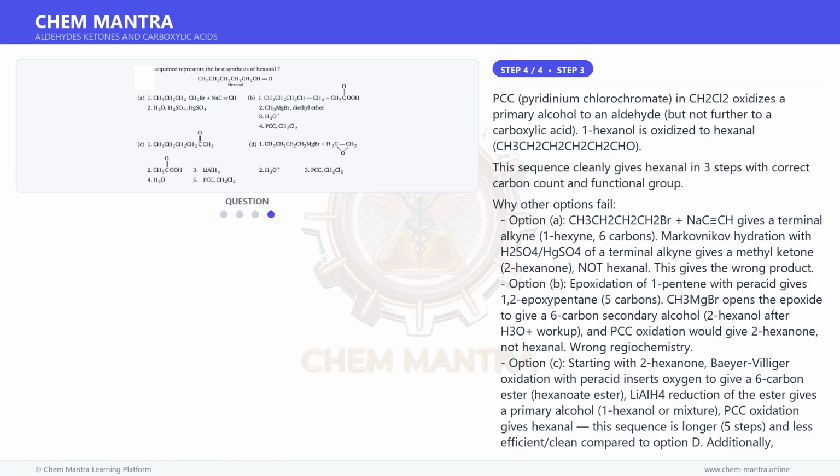LiAlH4 reduction of the ester gives a primary alcohol, 1-hexanol or a mixture. PCC oxidation gives hexanal. This sequence is longer, 5 steps, and less efficient and clean compared to option D. Additionally, Baeyer-Villiger on a methyl ketone preferentially migrates the larger group, so the product would be pentyl formate or methyl pentanoate depending on migration, making the carbon count and product less straightforward. This is not the best synthesis.